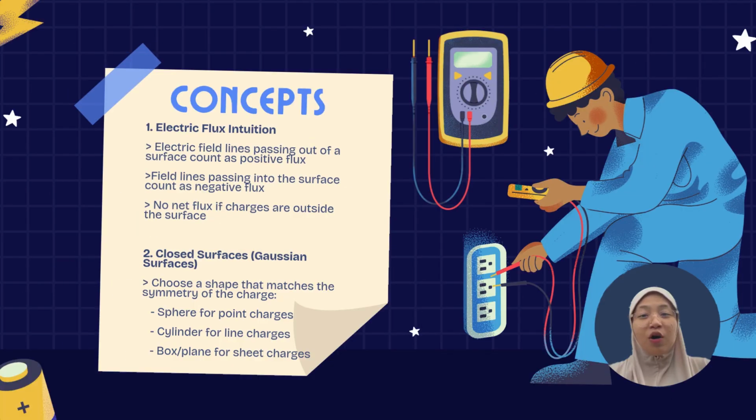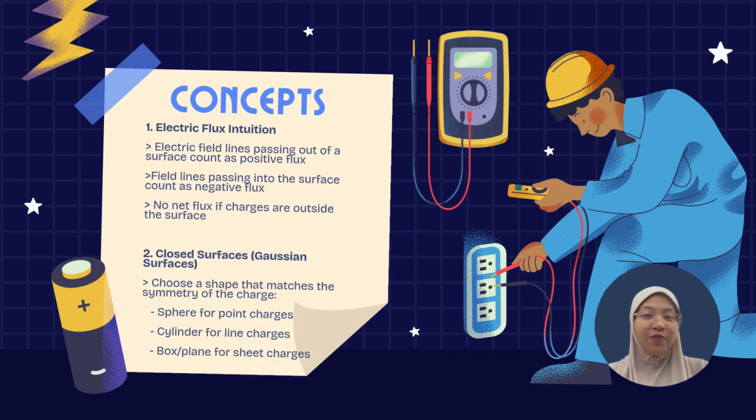To really understand Gauss's law, it helps to visualize the electric flux. Think of electric field lines as arrows coming out of a charge. If we place a closed surface around a positive charge, field lines pass outward. That is positive flux. If the charge is negative, they point inward, which is negative flux. But here is the key idea. If the charge is outside the surface, any lines that go in will also come out. So the net flux is zero. This is why only the enclosed charge matters in Gauss's law.